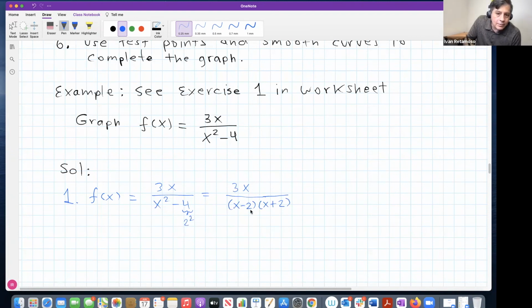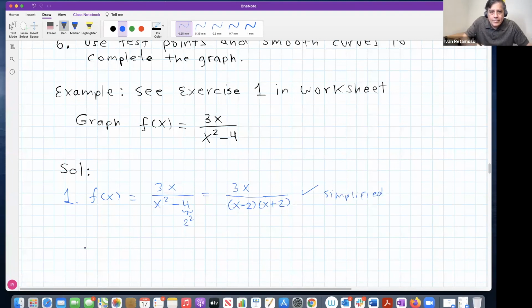So we factor and then we simplify. Notice that nothing is simplified. The function stays the same, because this cannot be canceled with this. So this is just showing us the structure of this rational function. Great. Simplify.